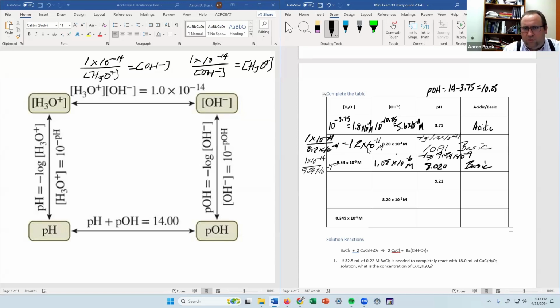And then these calculations kind of just repeat themselves off of the top here. So 10 to the negative 9.21 would give me hydronium. So 6.2 times 10 to the negative 10th.